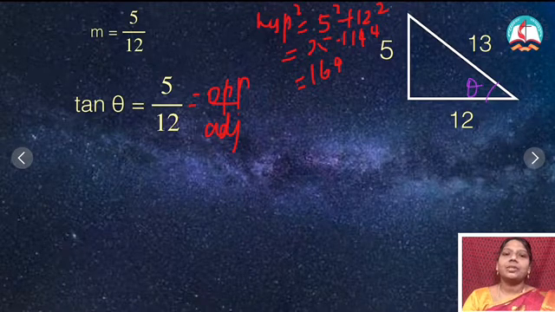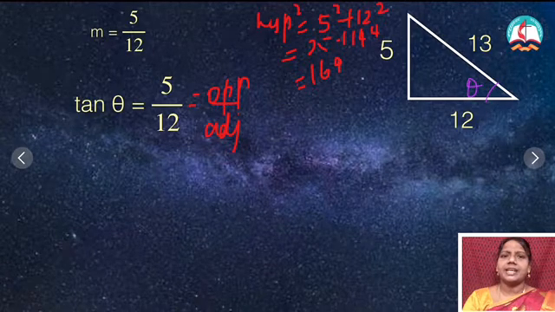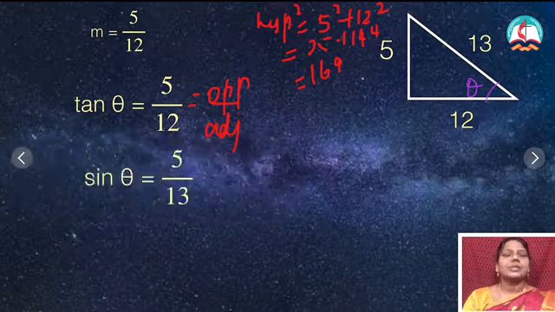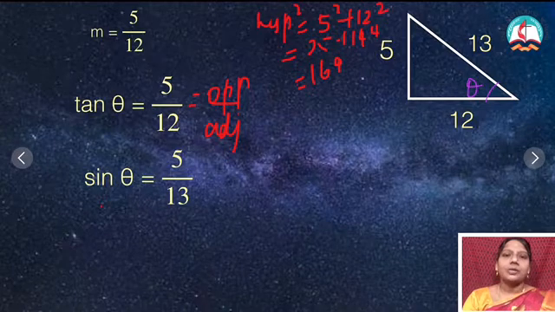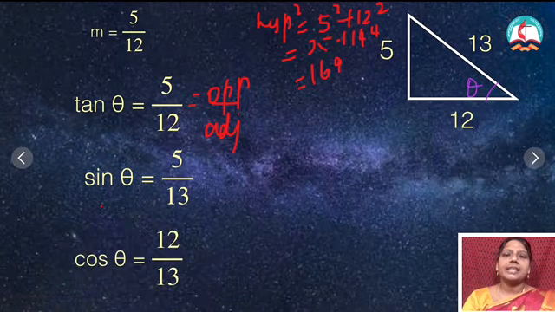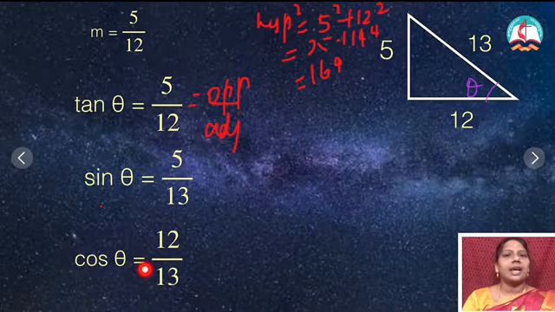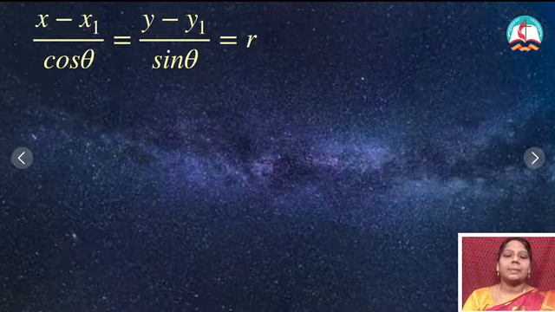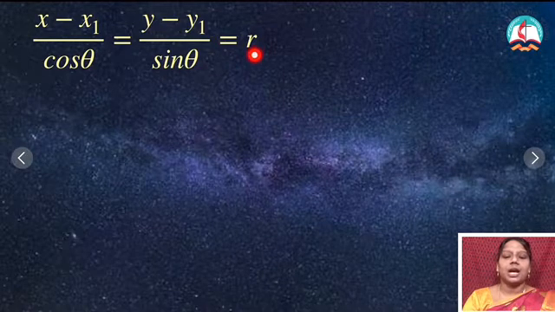So if I know these three ratios, can I find out sin theta and cos theta? Yes. So sin theta is equal to opposite side by hypotenuse, so 5 divided by 13. And cos theta is nothing but adjacent side by hypotenuse, that is 12 divided by 13. Now we are substituting that in the formula (x minus x1) by cos theta equal to (y minus y1) by sin theta, which is equal to r.